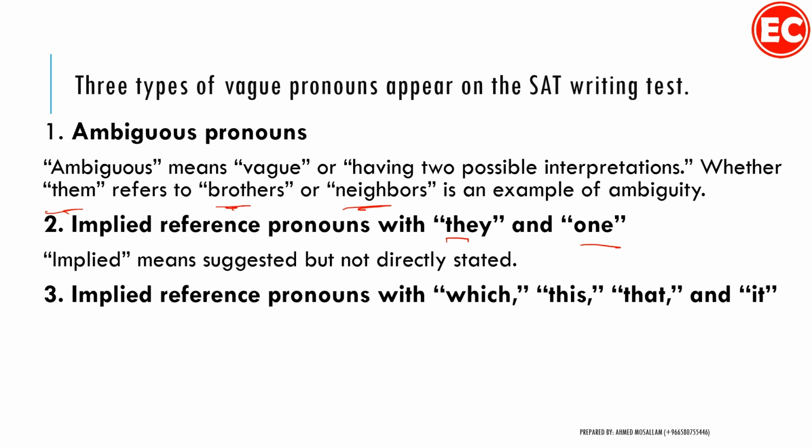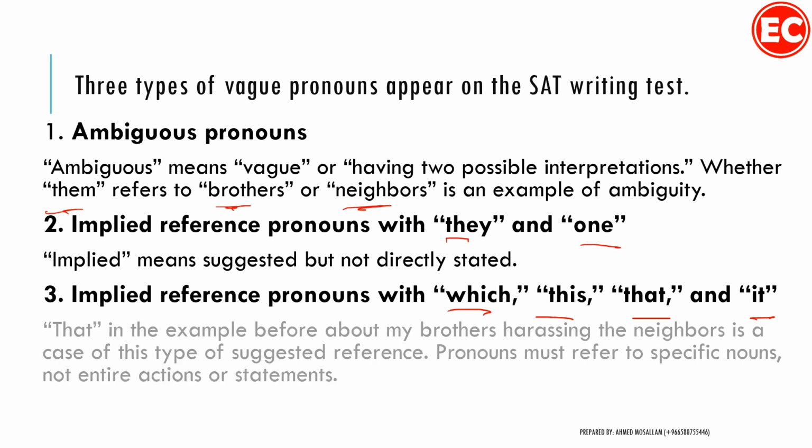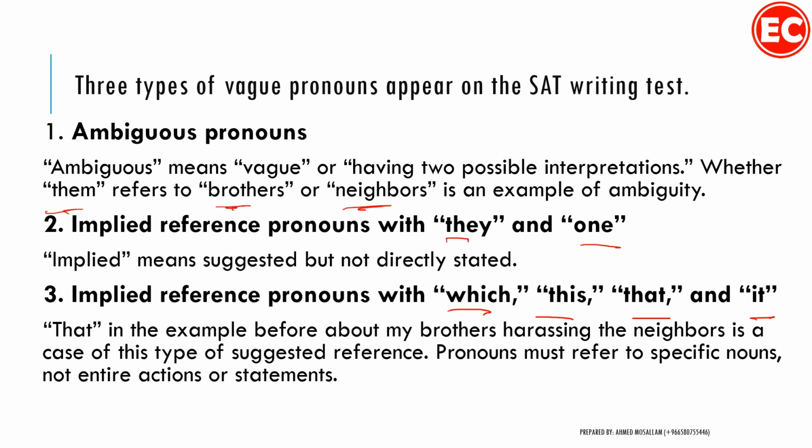Implied reference pronouns with "which", "this", "that", and "it". You have to understand which noun these ones refer to. The example before about my brothers harassing the neighbors is a case of this type of suggested reference. Pronouns must refer to specific nouns, not entire actions or statements. So "that" here refers to the whole scenario. We don't need this, okay?